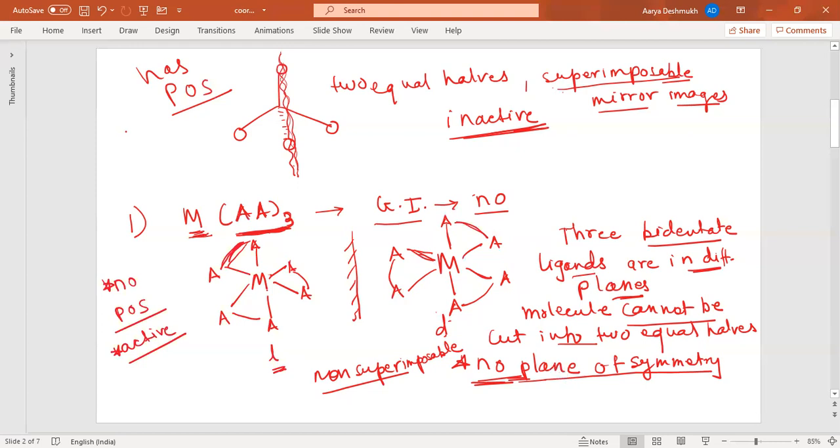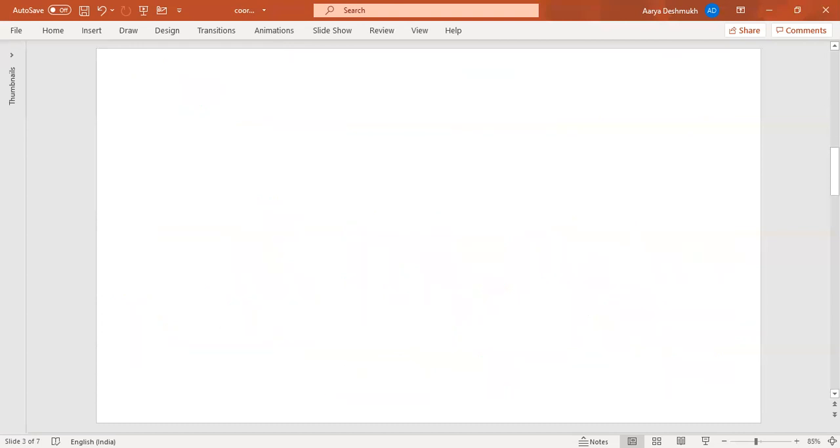Now the next type of complex we will go to. The second one, that is MAA2B. So this one is the bidentate ligand. This is the unidentate one. Now you can find out the number of geometrical isomers and whether it will show optical isomerism or not.